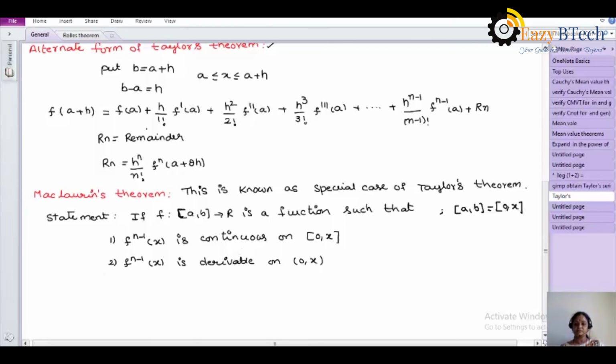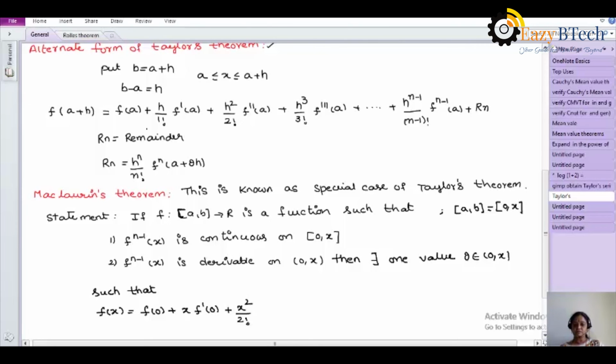So if it is satisfying the continuous condition and derivable condition, then there exists one value theta belonging to 0 comma x such that f of x is equal to f of 0 plus x into f dash of 0 plus x square by 2 factorial into f double dash of 0, x cubed by 3 factorial into f triple dash of 0, and so on, x power n minus 1 by n minus 1 factorial f power n minus 1 of 0 plus Rn. Okay students.